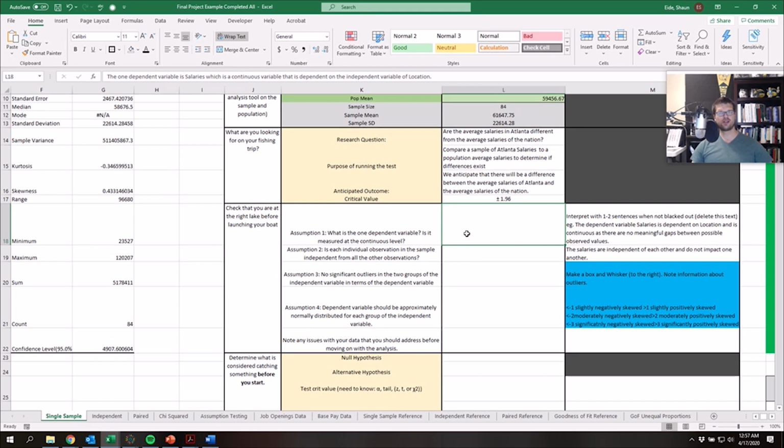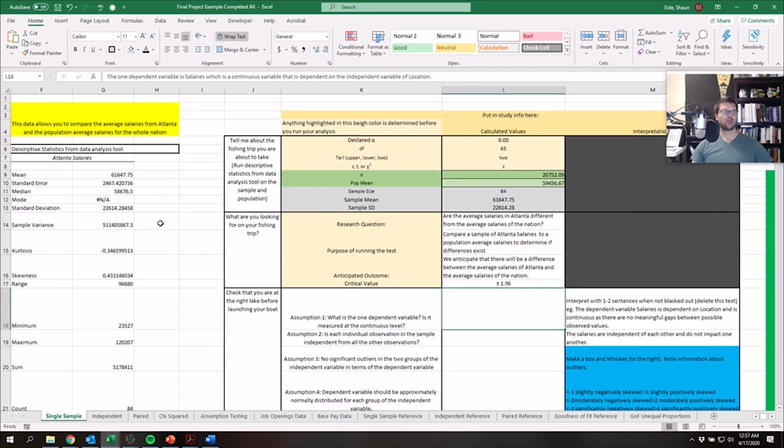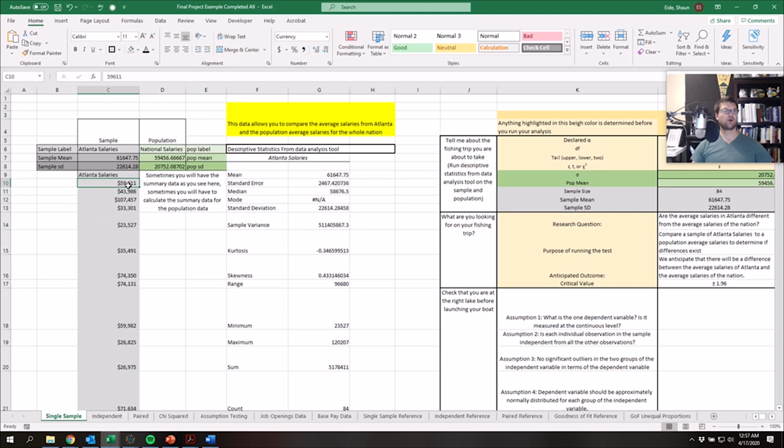So assumption 1, what is the one dependent variable? We're looking at the one dependent variable which is dependent on the location. So the independent variable is the location. Let's put this right here: independent variable is location, and dependent variable is going to be salaries. Okay, so salaries are dependent on location. The average salary is based on the national salary. The average salary is based on the fact that it's in Atlanta.